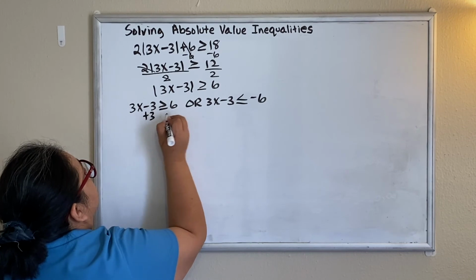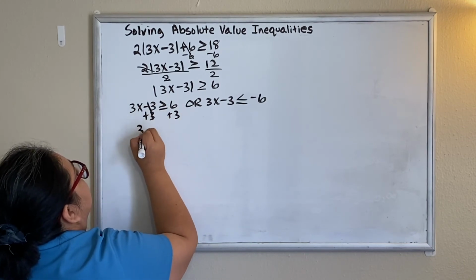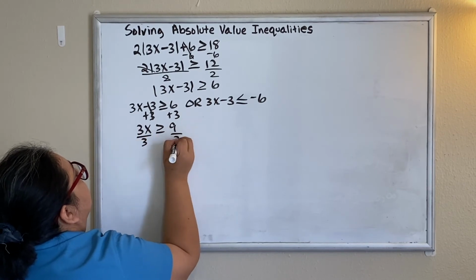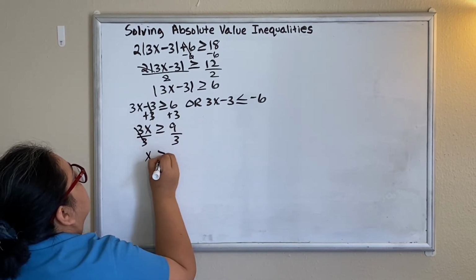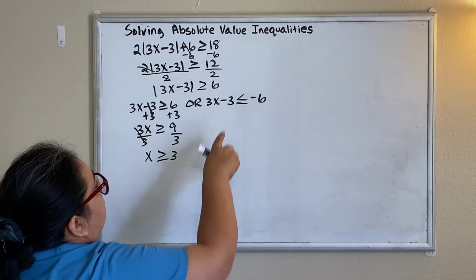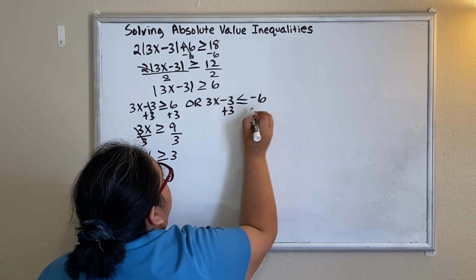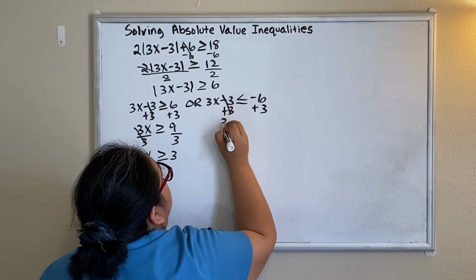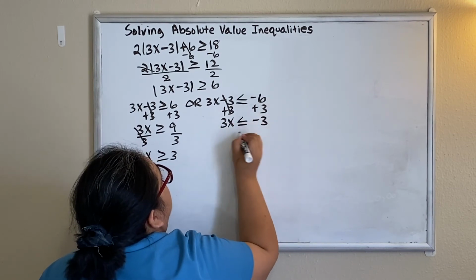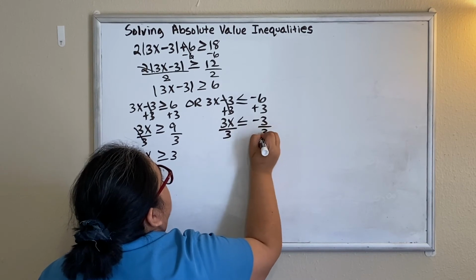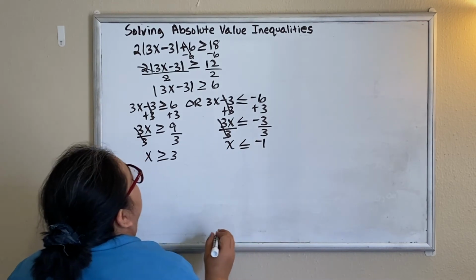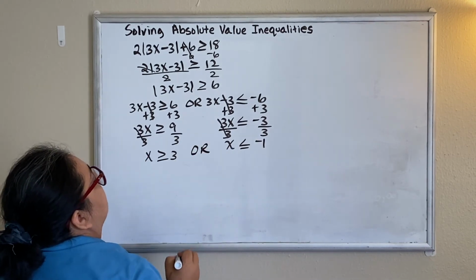So we're going to add 3 to both sides here, eliminating the 3. 3x is greater than or equal to 9. Divide by 3, reduce, and x is greater than or equal to 3. So that's the first inequality there. On the second one, we're going to add 3 to both sides again, eliminating the 3. 3x is less than or equal to negative 6 plus 3 is negative 3. Divide by 3, reduce, and x is less than or equal to negative 1. And this is an or statement.